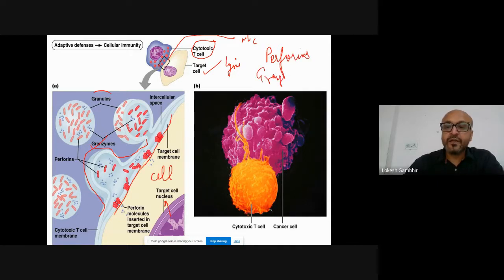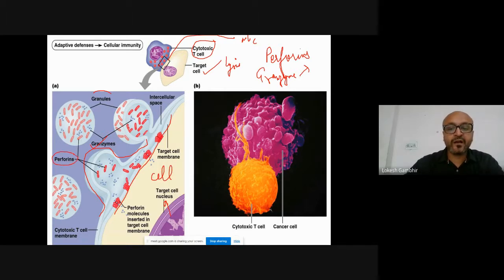What is their role? Granzyme is a word derived from enzyme. The granules which perform the enzymatic activity are called granzymes. These enzymes can cause degradation of the cellular components, the cellular proteins and the complete metabolic machinery. But they need to enter inside the target cell. How do they enter? They enter by perforins.